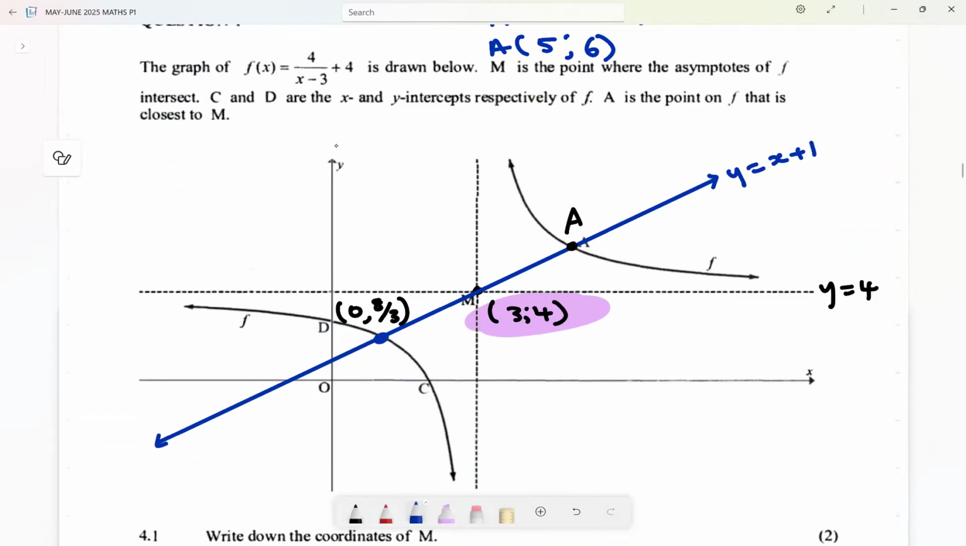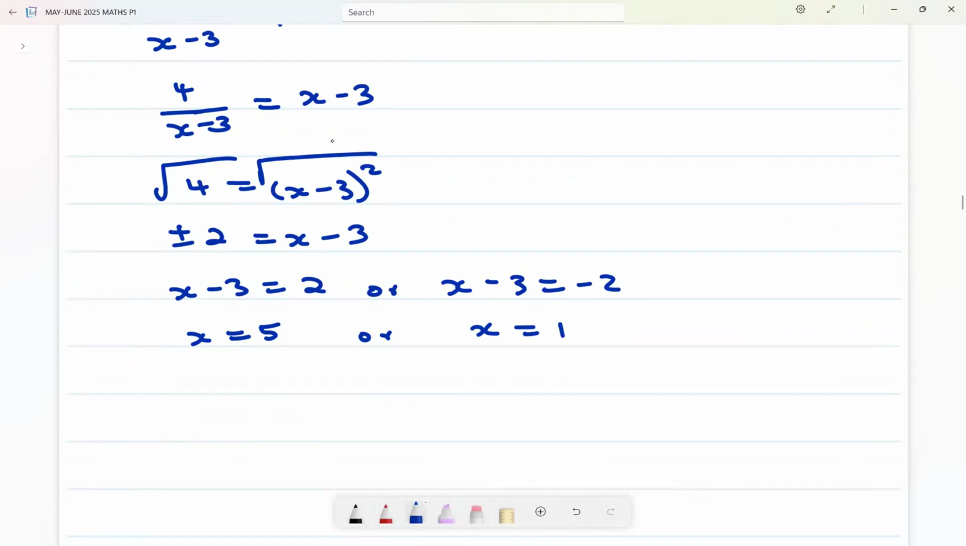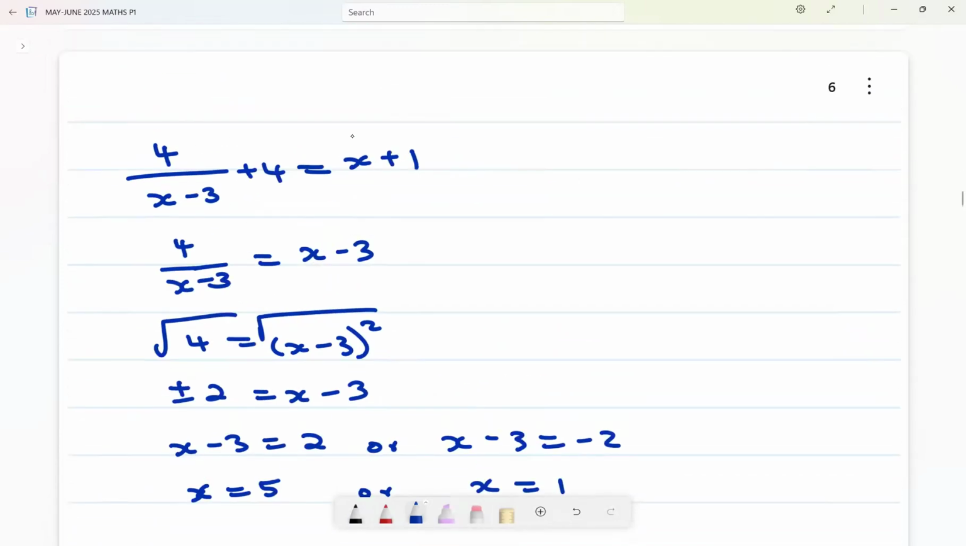Can you say they intersect here as well as at A? But here it can say, okay, this one can be 1, but this one cannot be 1. This one is 5. So I need to take 5. Again, I need to take 5 and substitute it into any equation. I'm going to substitute it into this equation, okay, of y.